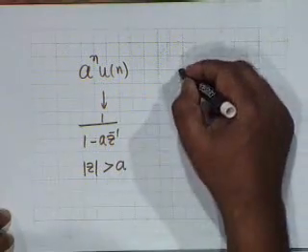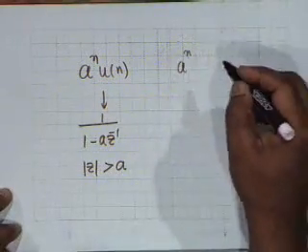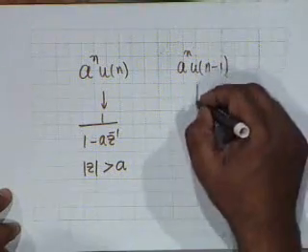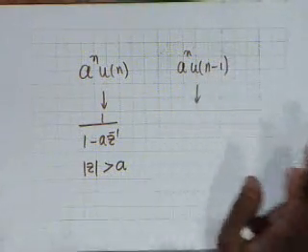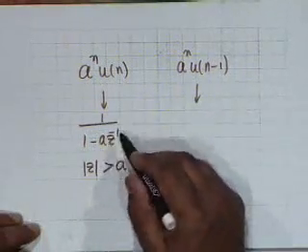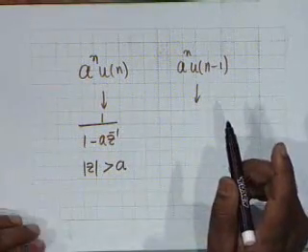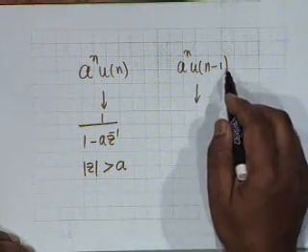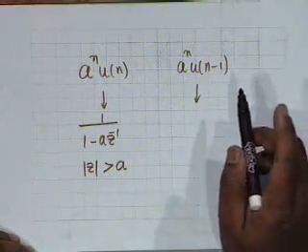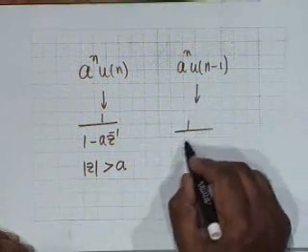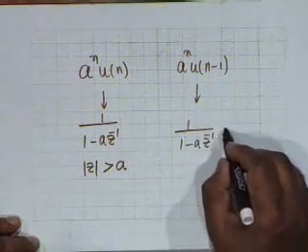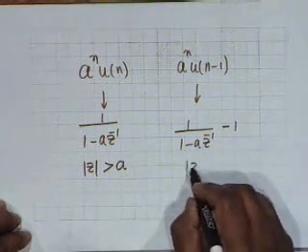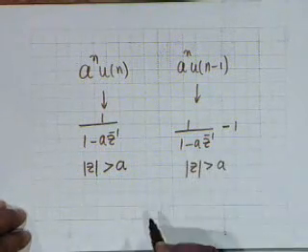All right. Let's take another, a to the n u of n minus 1. Then what is the Z transform? It is the same thing, minus 1. Only one sample is missing here. That sample has a value 1. So what we have is 1 by 1 minus a Z inverse, minus 1. Is that okay? The ROC is the same, mod Z greater than a.